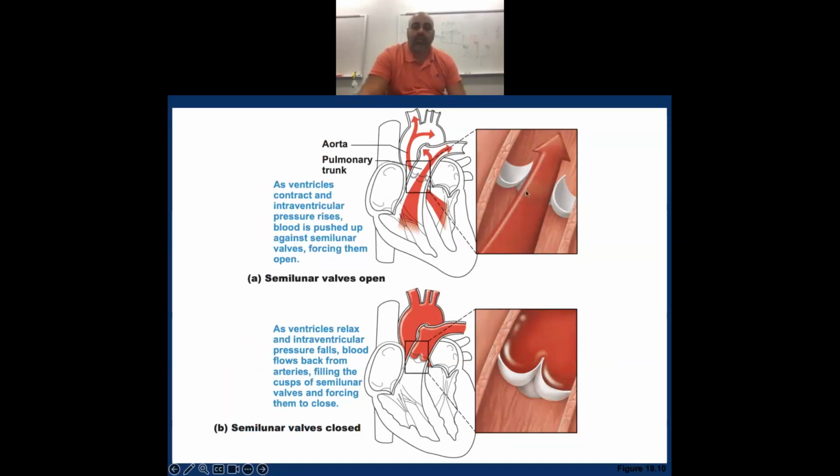So here, these are the semilunar valves. As the ventricles contract, pressure becomes greater than in the aorta or pulmonary artery, and blood will leave. When the pressure is then greater in those two vessels, the doors will slam shut and we'll start the cycle all over again.